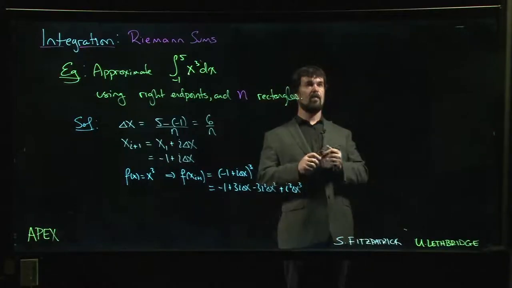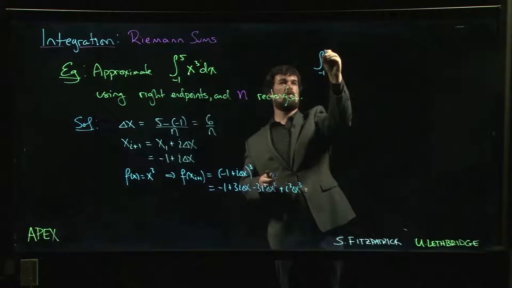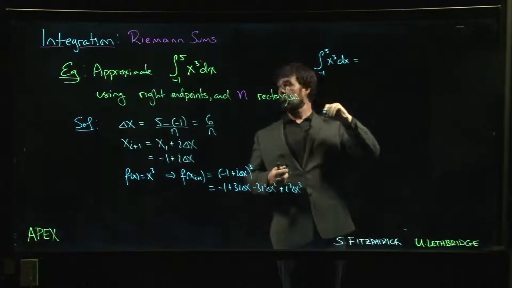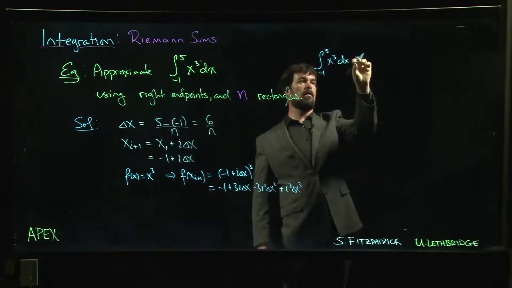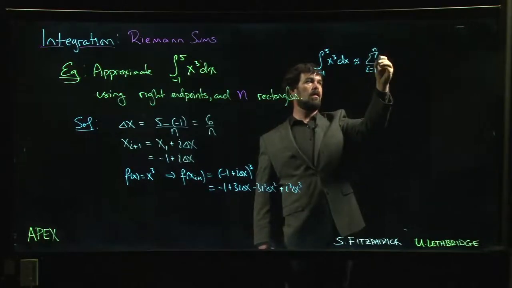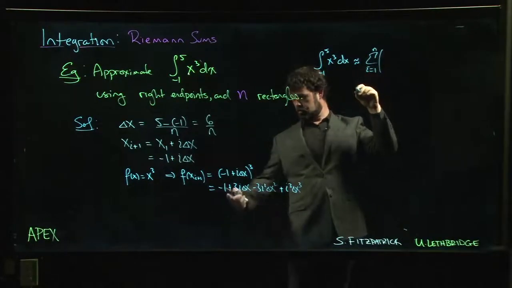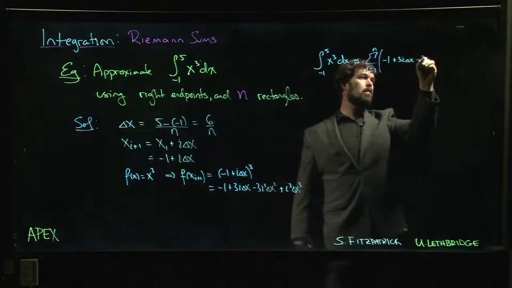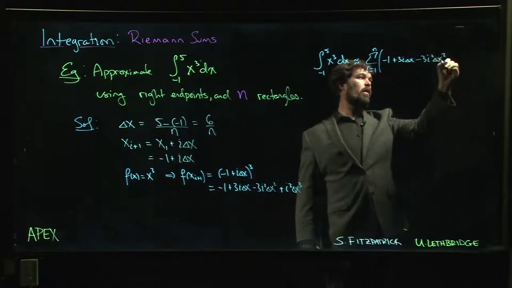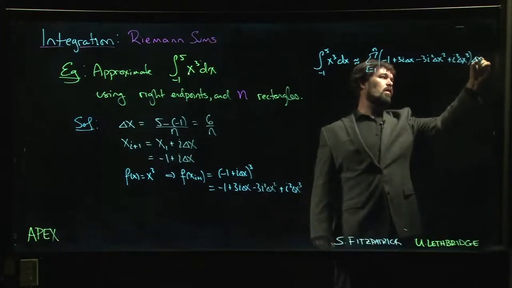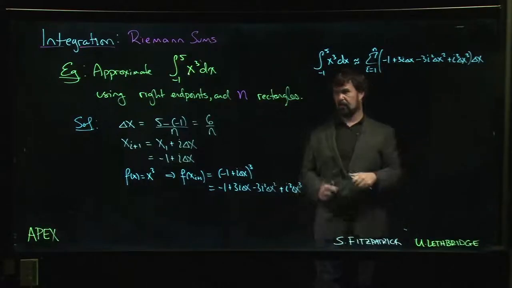So we come over here, we say, what's our integral? Minus 1 to 5 of x cubed dx is going to be, well, it's going to be approximately the sum, i going from 1 to n, of f of x_{i+1}, this whole business here, 3i squared delta x squared plus i cubed delta x cubed times 1 more delta x. Okay?